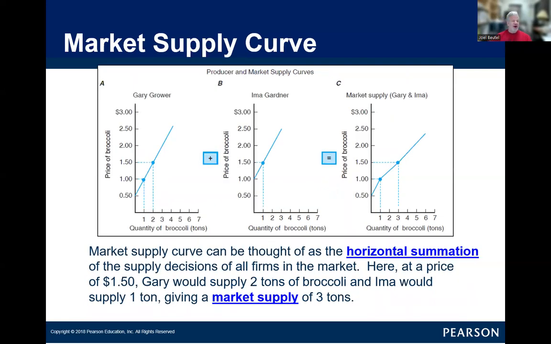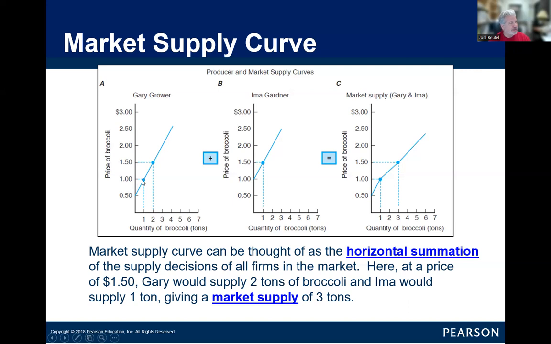So here we've got our market supply curve. This one's interesting. What we're really looking at here is the individual supply curve for two different producers, Gary Grower and Ima Gardner. Kind of humorous. If we take those supply curves, what we're seeing is at 50 cents, there's zero production, right? Gary Grower won't produce anything. Ima won't produce anything either. So at 50 cents, there's zero production on the market.